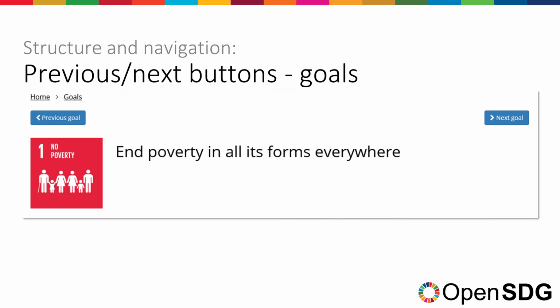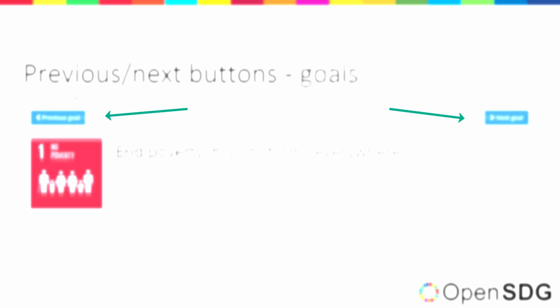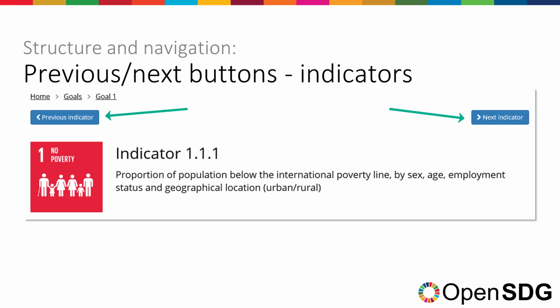To help users navigate, there is now an option to display previous and next buttons. Here you can see the buttons for goal pages and for indicator pages. These buttons take the user directly to the adjacent goals and indicators, allowing users to cycle through from goal to goal and from indicator to indicator.